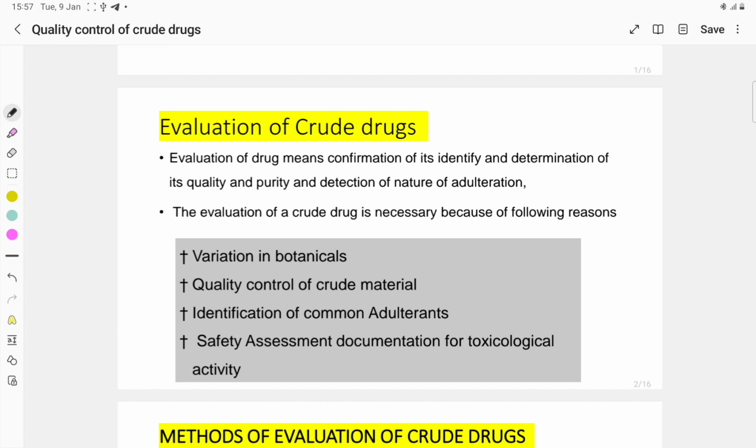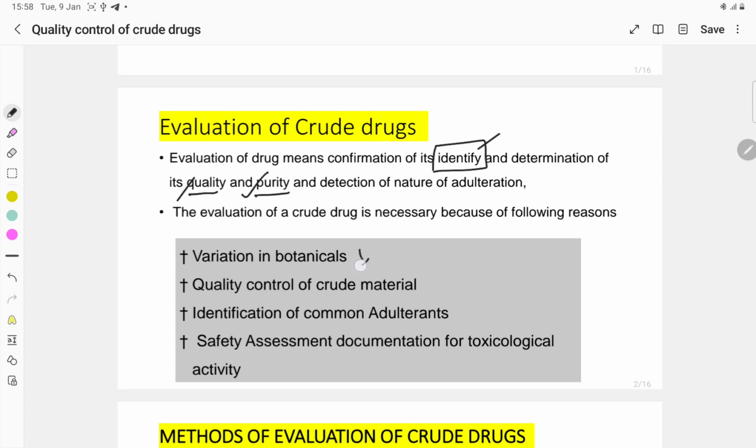So to know the quality of the drug, the purity of the drug, and the identity of the drug, can be carried out with the help of evaluation of crude drug. So the main objective of evaluation of crude drug is to identify the drug, to determine the quality of the drug, and to know the purity of the drugs. Next we'll discuss the reasons why we need to evaluate the crude drug.